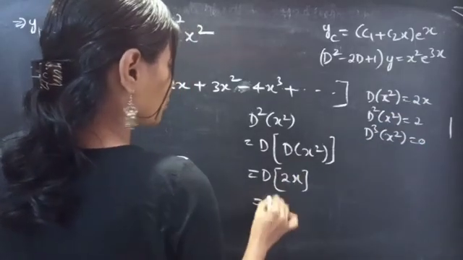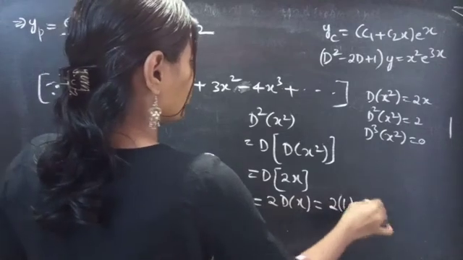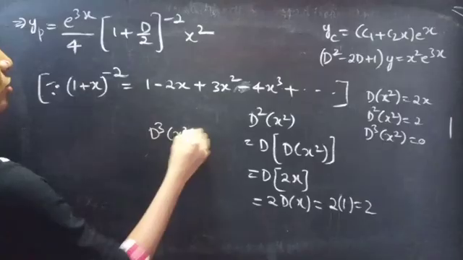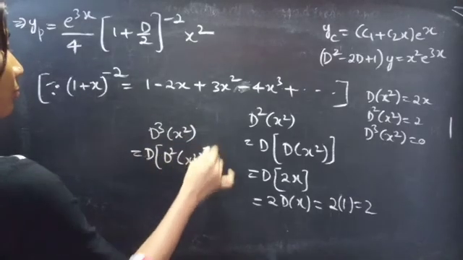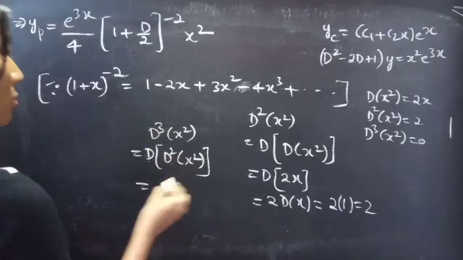Now find derivative of x here. We'll get 2 into 1, which is 2. Right? Likewise, find d cube of x square. Since we are having the value of d square of x square, we can write d cube of x square as derivative of d square of x square.